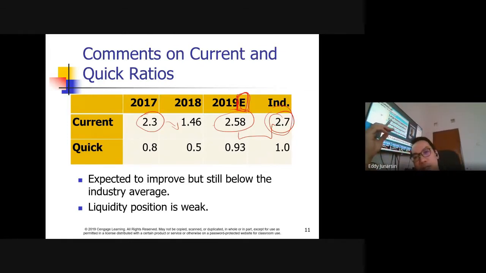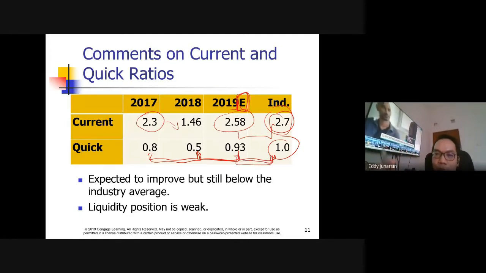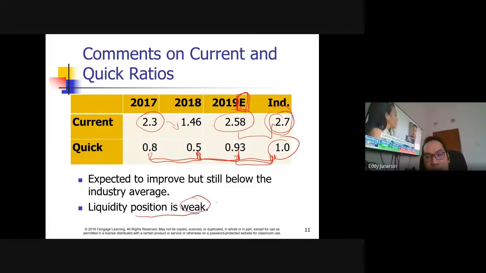Again, we are not saying that the company is worse off. We're just saying that the liquidity position is not as strong as the industry average. And similarly for quick ratio, we see the same pattern here, dropping and then increasing. And the industry average is quite close to the 29 or the expected 2019 ratio. So liquidity position is not as strong. So this is quite a dangerous word to use. I know it's weak, it's true, but just not as strong. So we are not saying that it's worse off.